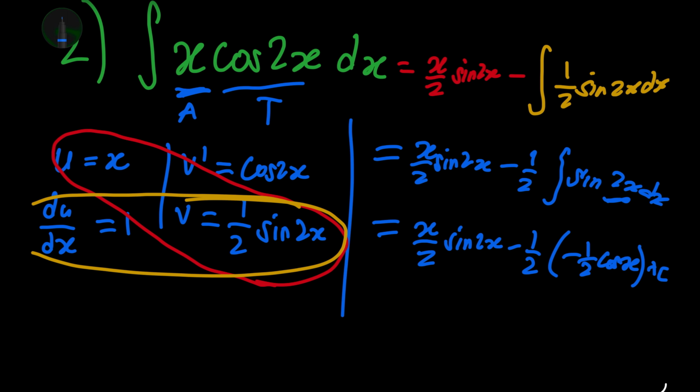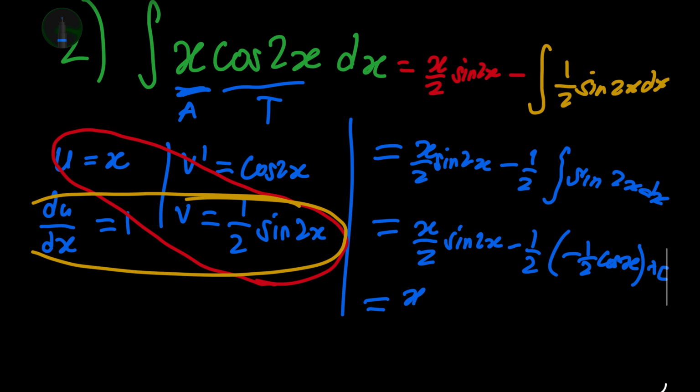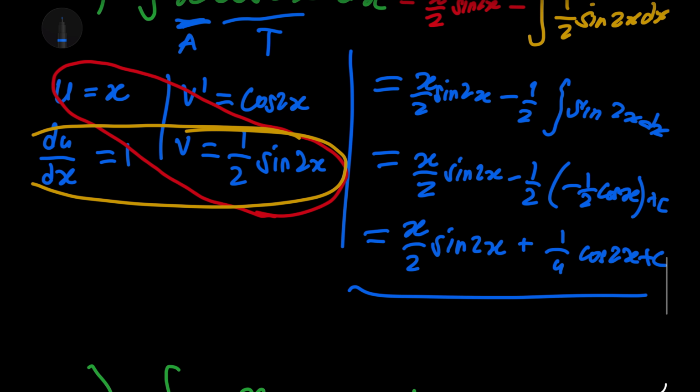So remember, this is also a composite function, and we'll use the same rule. So we get negative 1/2 in the front, cosine x plus c, and that leaves us with x over 2 sine 2x plus 1/4 cosine 2x plus c. And that right there is our final answer.